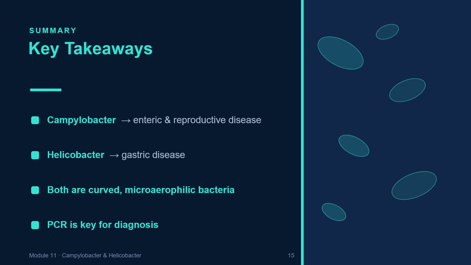To wrap up, Campylobacter and Helicobacter are curved microaerophilic bacteria that cause very different diseases across species. Campylobacter is a major cause of diarrhea, abortion, and infertility. Helicobacter is primarily a gastric pathogen. PCR and targeted sampling are essential for diagnosis, and treatment depends on the species and clinical presentation.